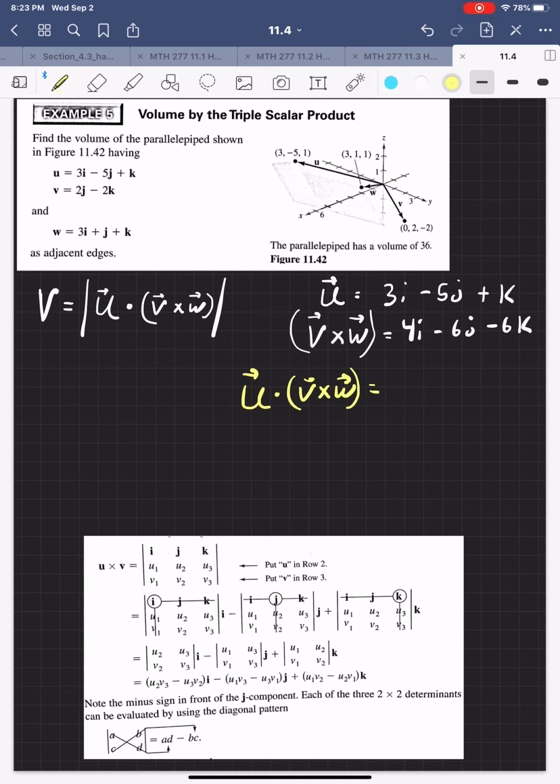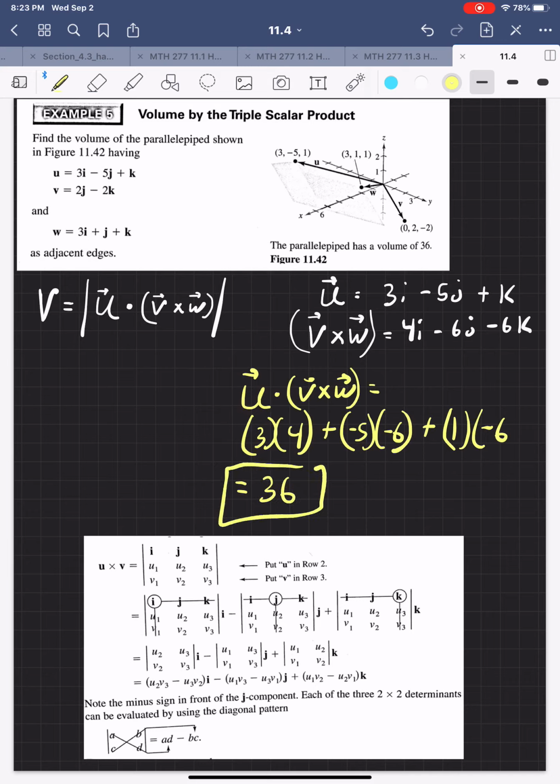And that's fairly simple. When you use cross products or dot products, it's going to end up being 3 times 4 plus -5 times -6, and finally 1 times -6. So that produces a scalar, and that scalar is 36. I don't know what units we're in, but the volume of this solid is 36.